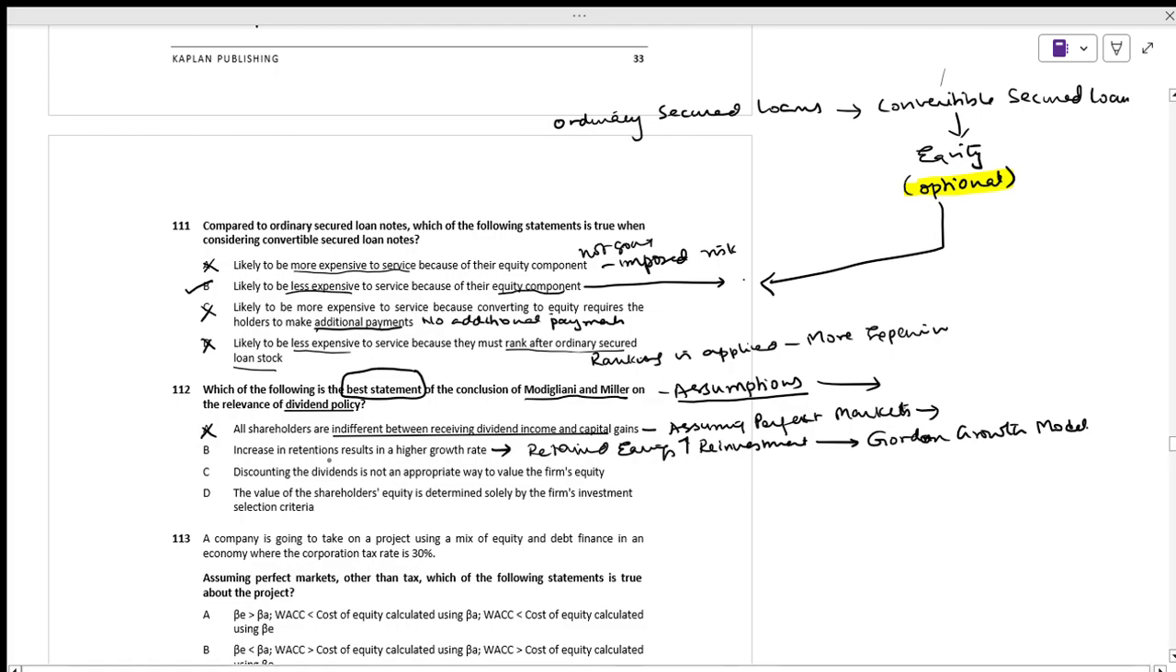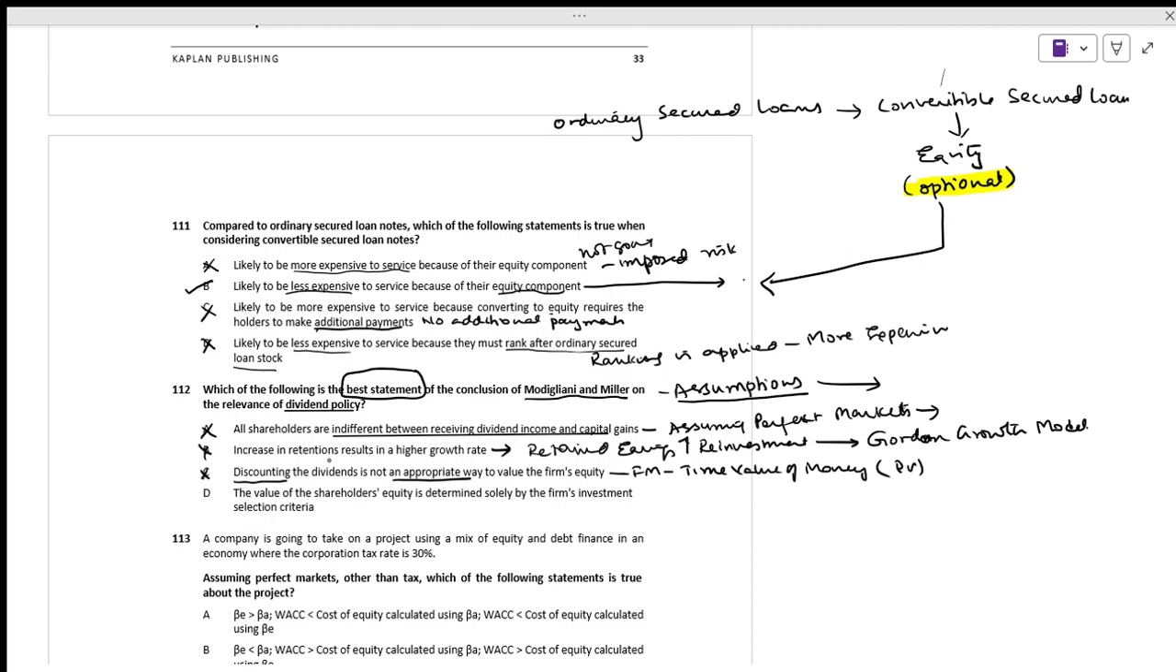Fine. Now, saying discounting the dividends is not an appropriate word. The entire financial management is based on the time value of money. The entire financial management talks about present values. Discounting is part of the system, you cannot say it is not appropriate. Everywhere we discount it, is it right?